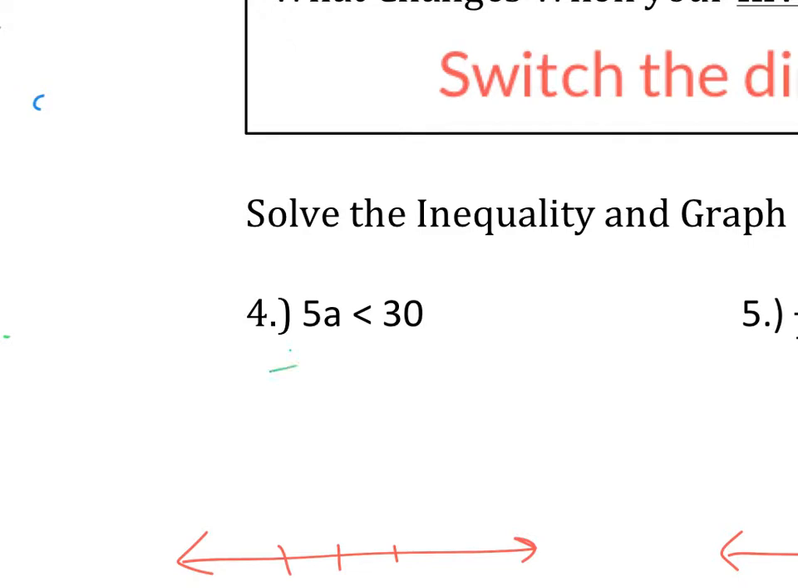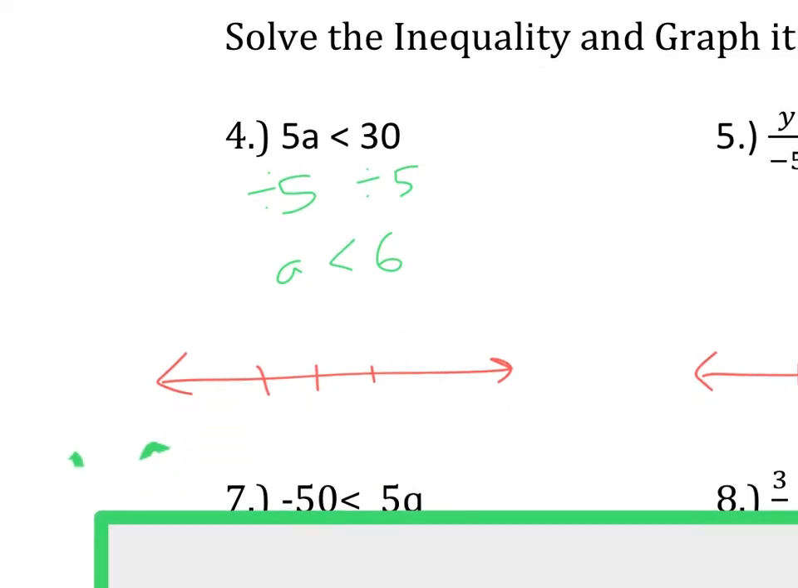We divide by 5 on both sides, and we get a is less than 6. Okay, so think open dot or closed dot. This is an open dot because it's not less than or equal to. And then what works? Well, did I divide by a negative? No, I did not, so I don't have to flip the inequality sign.